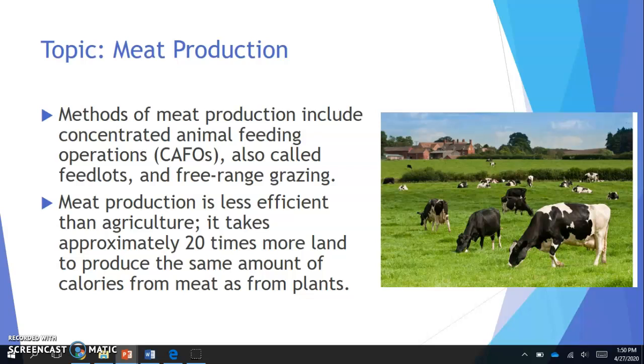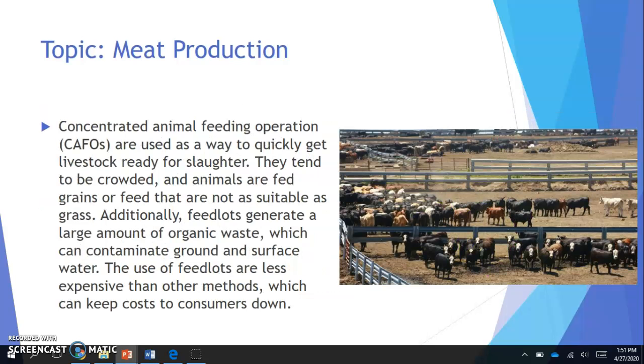Now, I'm not demonizing meat here because there's a lot of amino acids and profiles that you can get out of eating meat that you can't get from eating agriculture. But from an environmental standpoint, we're talking about energy. That's what I'm talking about.